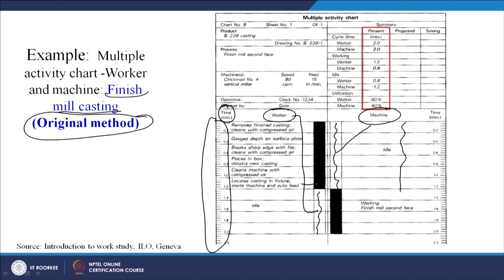After this step the machine comes into picture, and then works on the finish milling phase. So, this is the machine working. We can see that this is the original way of doing the work. Now, what can be the improved method?